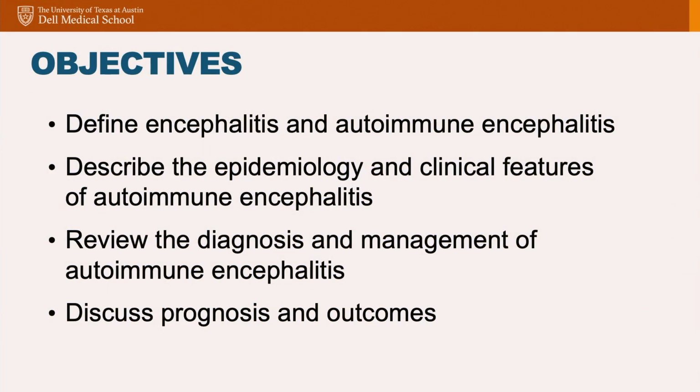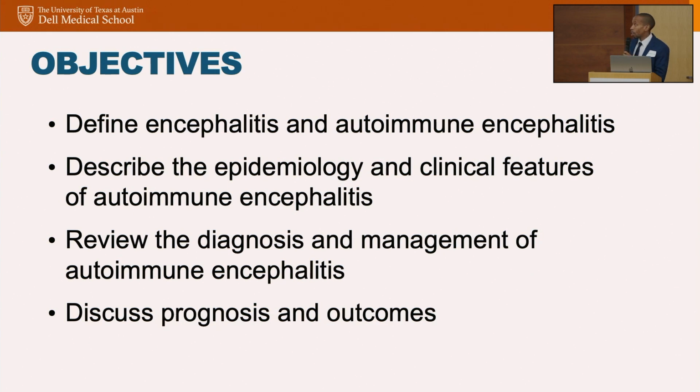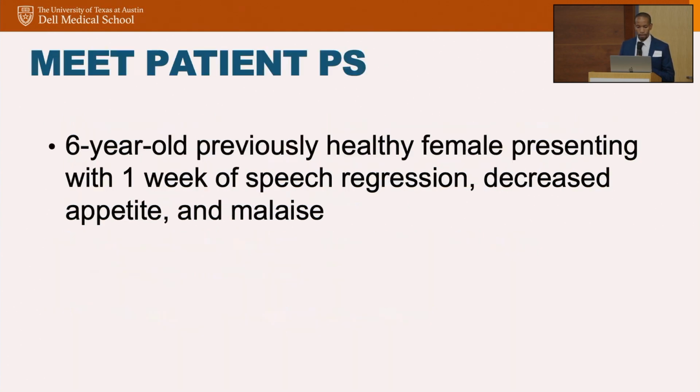All right. So as far as objectives for this particular talk, we're going to start by defining encephalitis and autoimmune encephalitis. We'll then describe the epidemiology and clinical features. We'll review the diagnosis and management, and then we'll finish off with a discussion on prognosis and outcomes. All right, so I like to start off with a little case to kind of prime us for this topic.